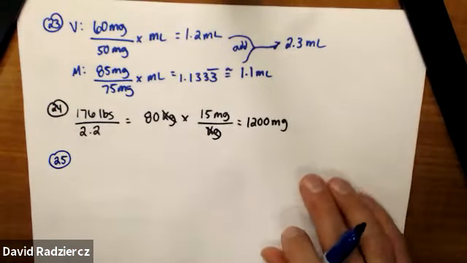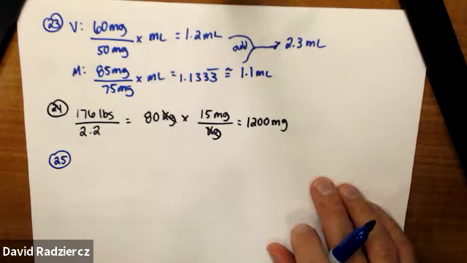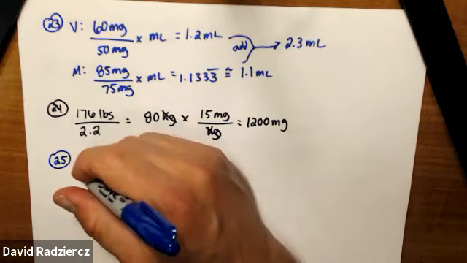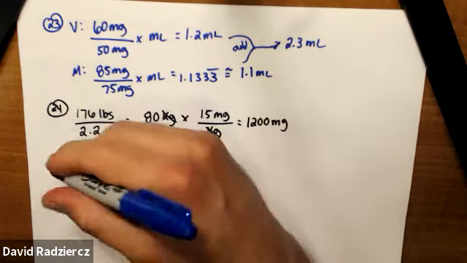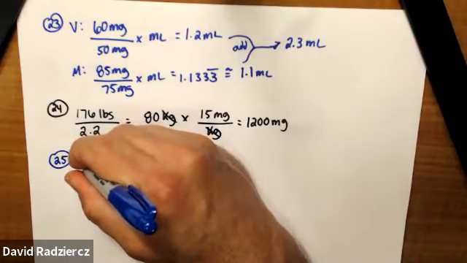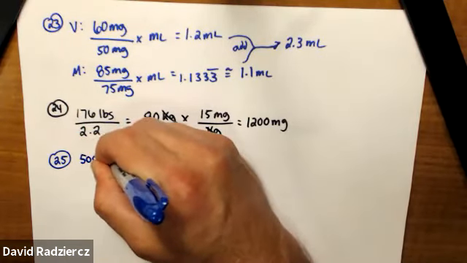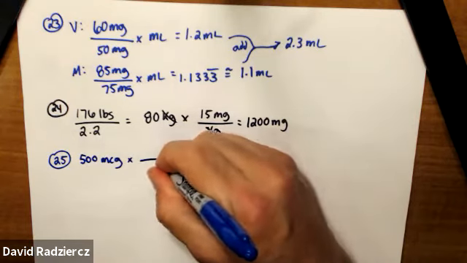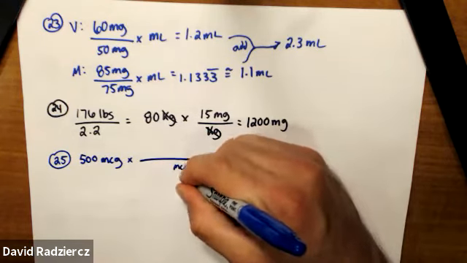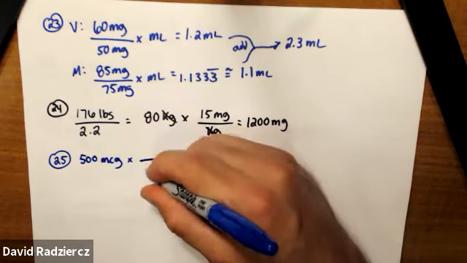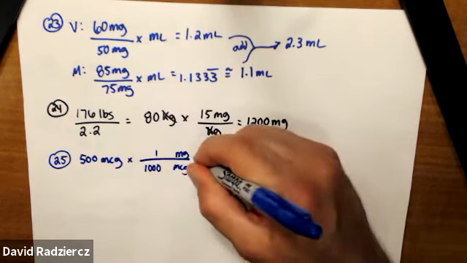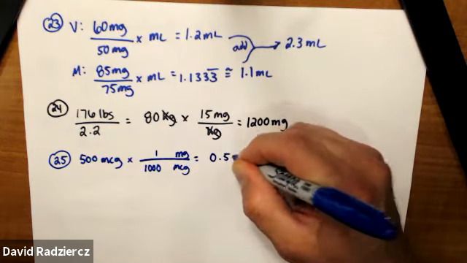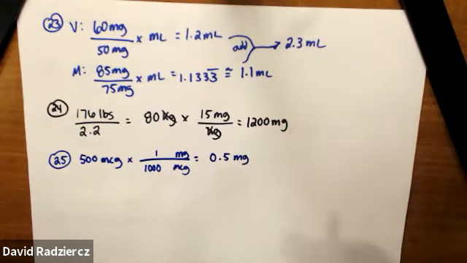The trick here, again, very similar to that amoxicillin question, is you need to convert micrograms to milligrams or milligrams to micrograms. My strategy is I always take what I have been ordered and convert that to milligrams. That way I don't have to worry about changing what I have available. So let's convert micrograms to milligrams. There's 1,000 micrograms in a milligram, and I get 0.5 milligrams.